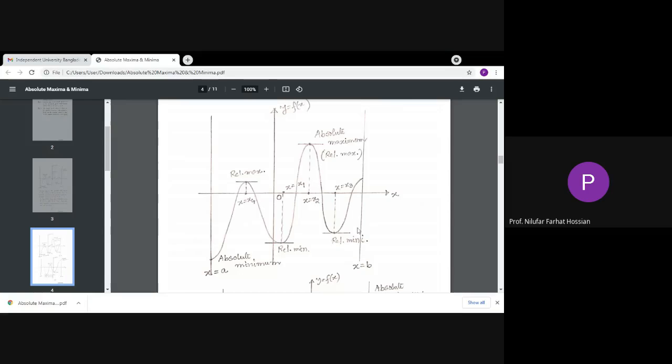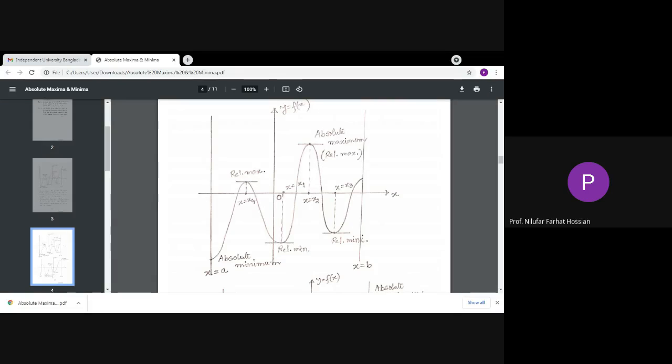Now, let us look into this graph. Please tell me where the absolute minimum is occurring and where the absolute maximum is occurring. Is it at x equal to 0, relative minimum? No, not x equal to 0, it is x equal to a. So at x equal to a, there is absolute minimum, because here the function value is minimum.